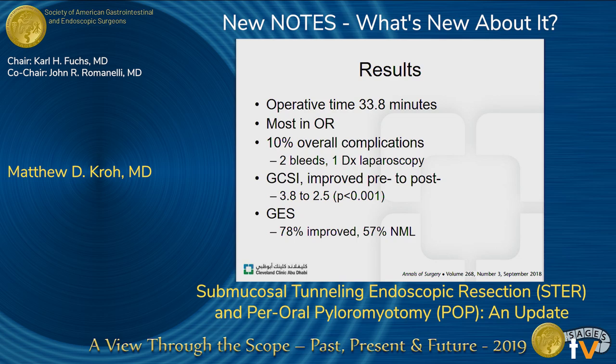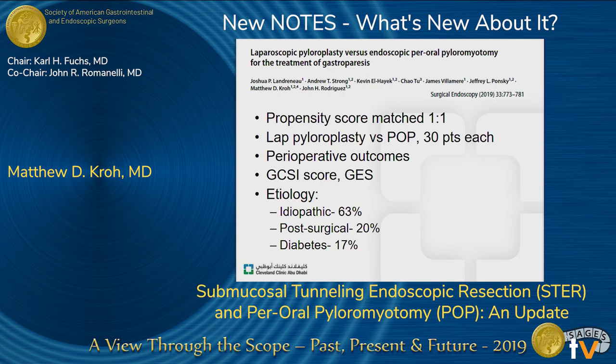GCSI improved pre to post, statistically significant, and most importantly, and different than a lot of the other surgical interventions for gastroparesis, the gastric emptying studies objectively improved in 78% of patients, with over half of them having normalized gastric emptying studies, which I think really separates this technique from some of the other surgical procedures out there. So in this session, we're talking about NOTES and endoscopic applications of surgical procedures, but how does this match up against the surgical standard, laparoscopic pyloroplasty?